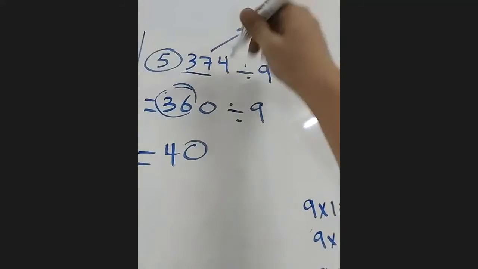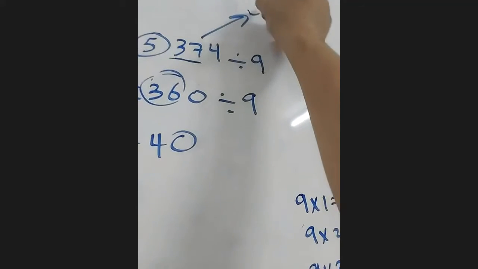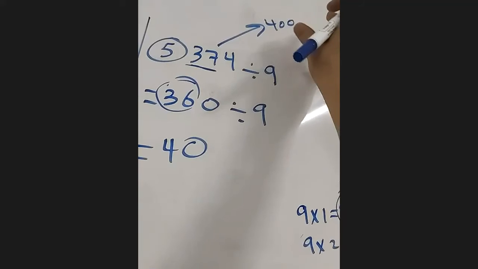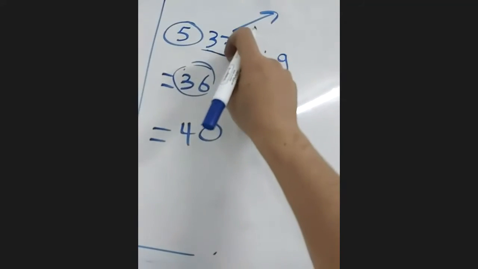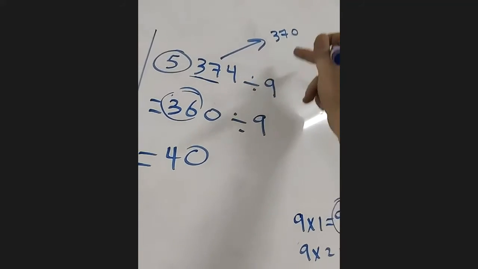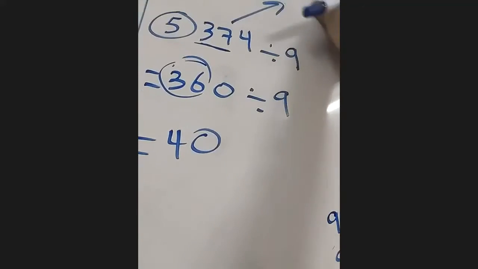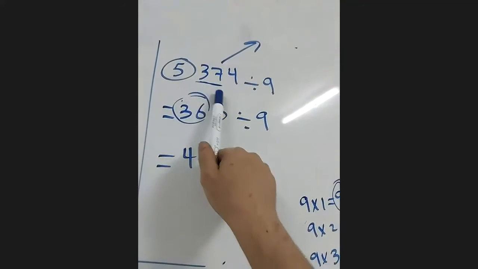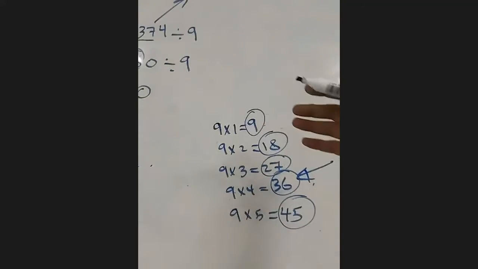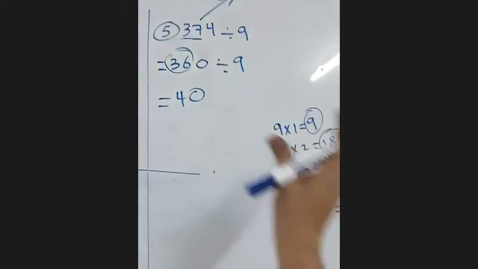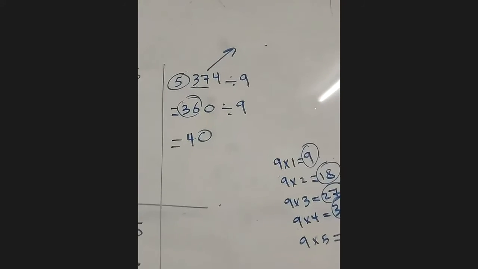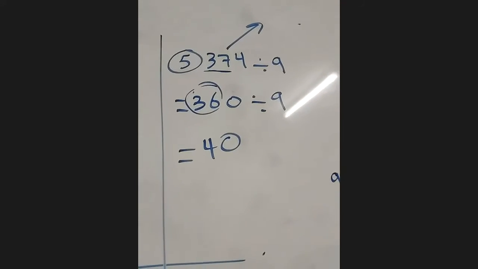Why do I use this compatible number or this close number? Because guys, if I round the 3, it will be 400, and the 4 cannot divide on 9, and the 40 cannot divide on 9. And if I round the 7, it will be 370, and 37 cannot divide on 9. So if we round the first digit or the second digit, it's not useful for us. In this case, we remember the timetable of 9 and try to find a close number to the first 2 digits, then we use it. So this is how we estimate question 5.